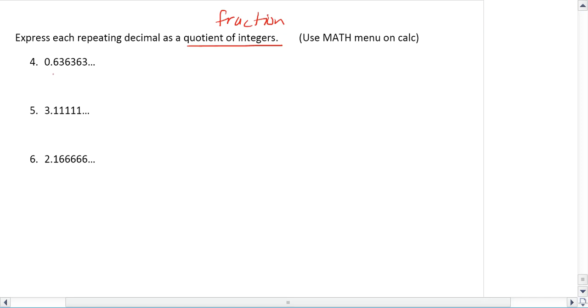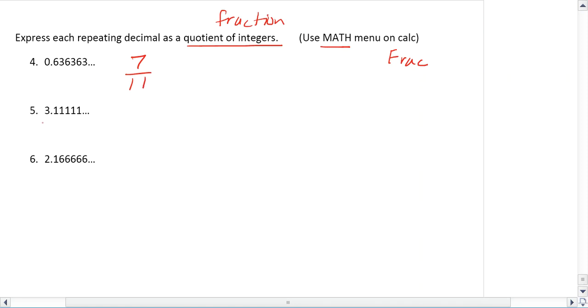So if you would punch 0.6363 and so on a few times into your calculator, and then hit the math button and bring up that menu, and then choose what just says frac, meaning to turn it to a fraction. So if you hit math fraction, you would get 7 over 11.